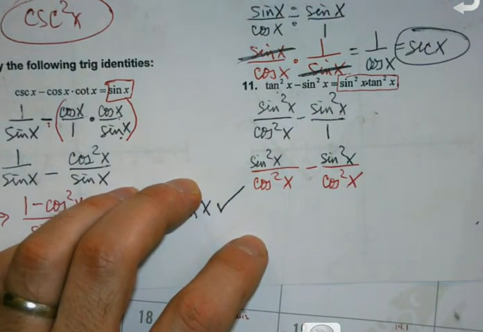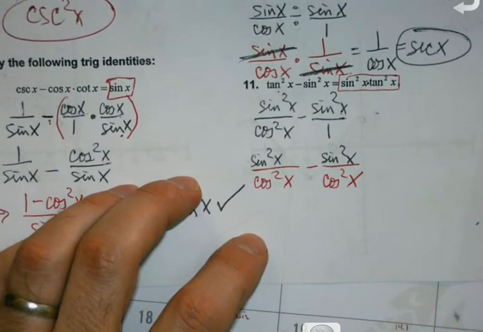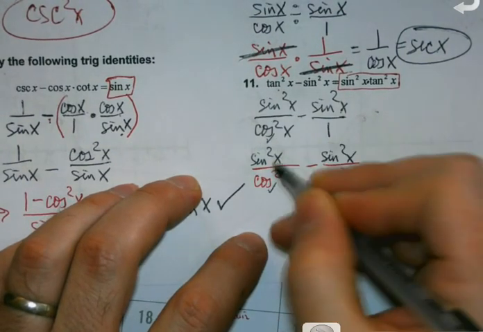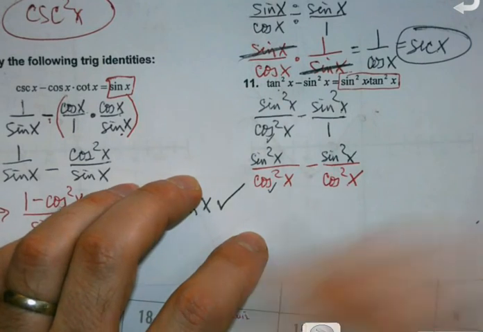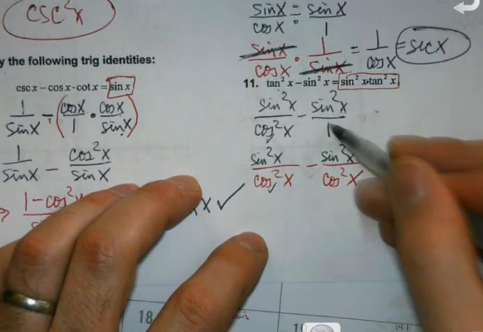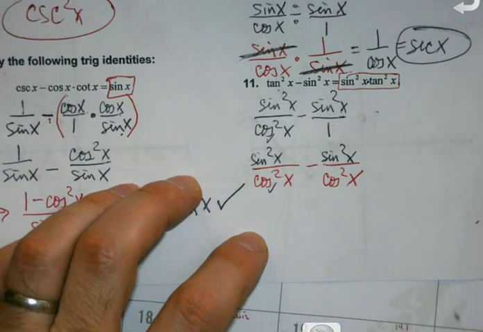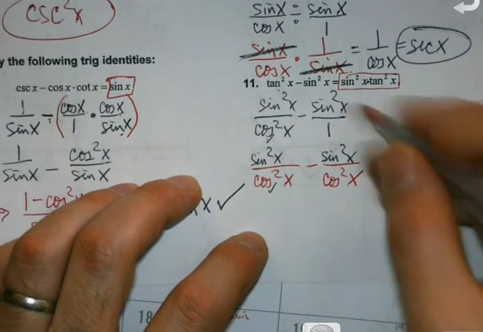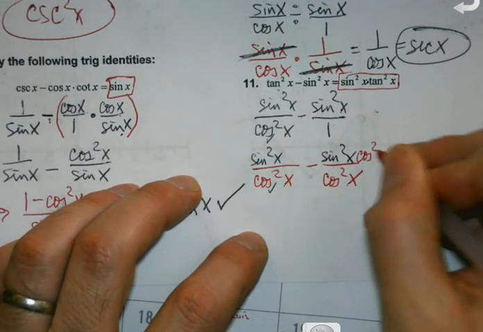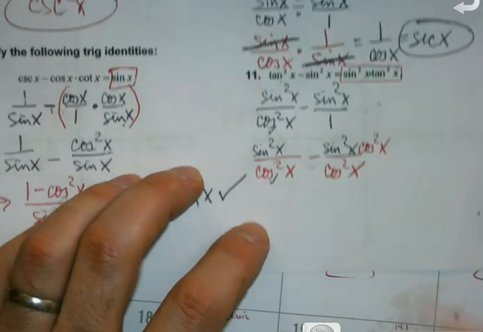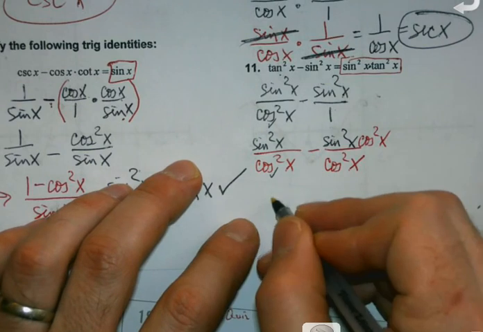Okay, so let's see. Do I need anything in my first fraction? No, because I've already got cosine squared x. I'm just going to leave that alone. What about my second fraction? Yeah, what do I need there? Okay, I need a cosine. So let's see what this looks like. Holy cow, this is looking ugly.